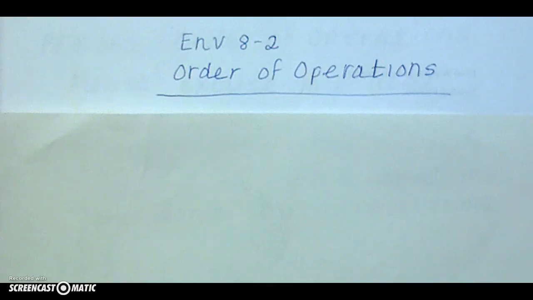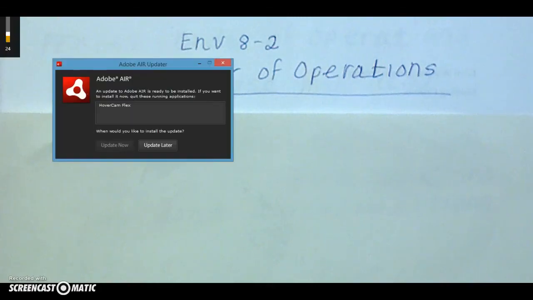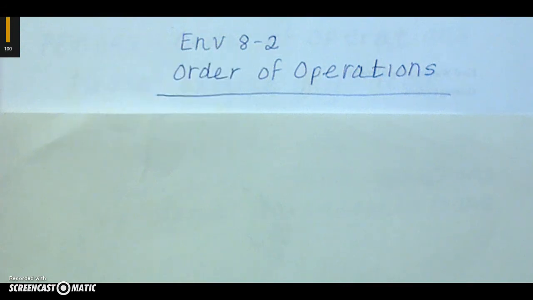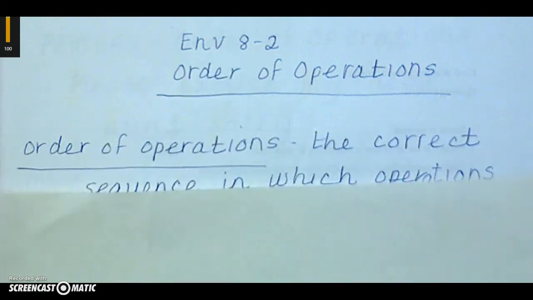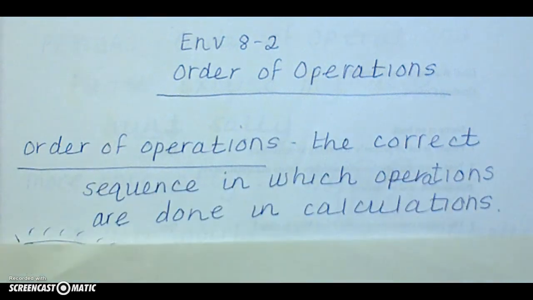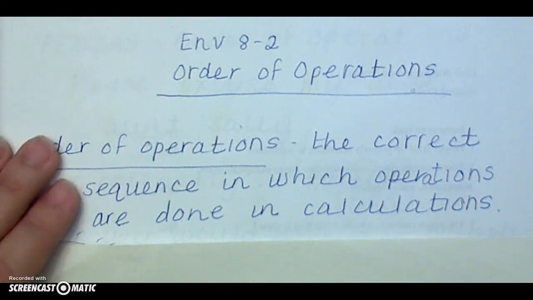Today we're going to take notes on Envisions, Chapter 8, Lesson 2, order of operations. So it's a lot of notes, boys and girls. The first thing we're going to do is define what order of operations means. It is the correct sequence in which operations are done in calculations. We've talked about this before, so it should sound relatively familiar.